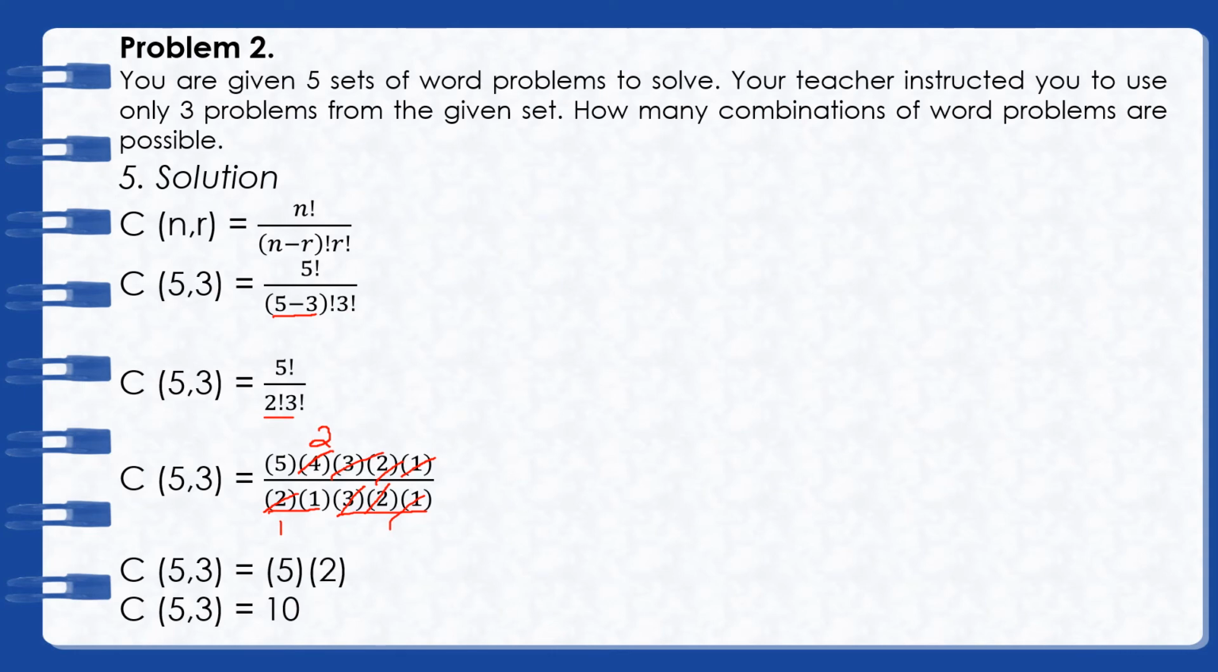Correct. So the answer, combination of 5 taken 3 is equal to 10. And our last step, from our solution, the answer is 10. And then, what is the label? Correct. We have here 10 combinations.